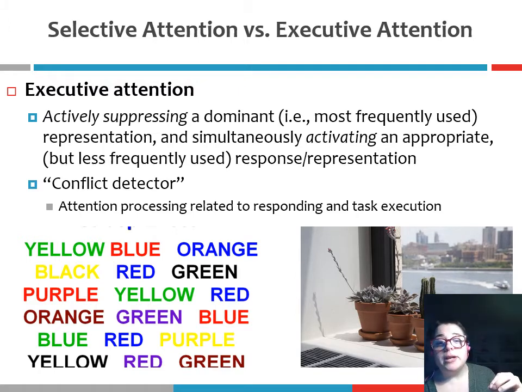Okay, so that dominant response is going to cause you physical pain. So it's time to activate your executive attention system and suppress that grabbing response in favor of just letting it fall. So that's the distinction between selective attention and executive attention. Like I said, hopefully that makes sense, and y'all are welcome to reach out to me if you have questions.